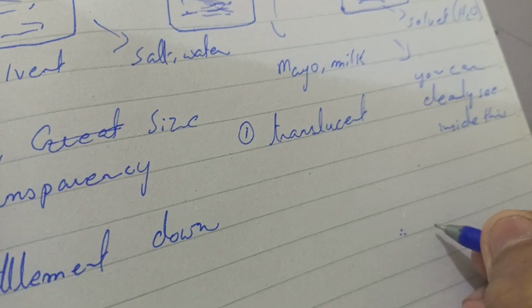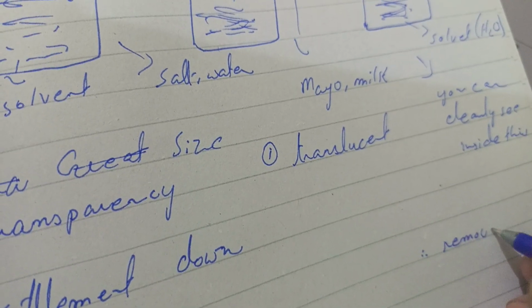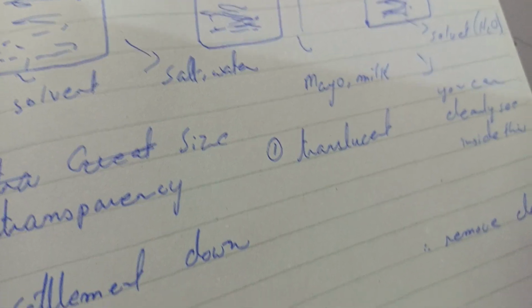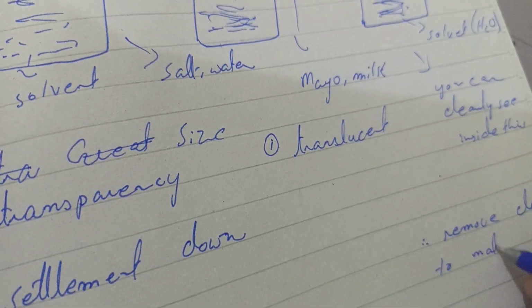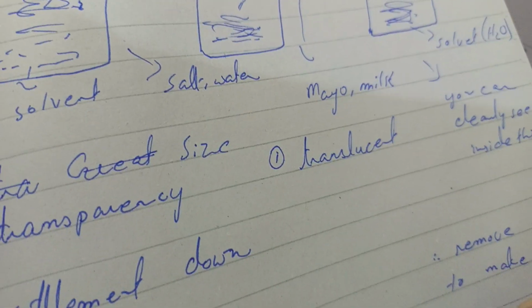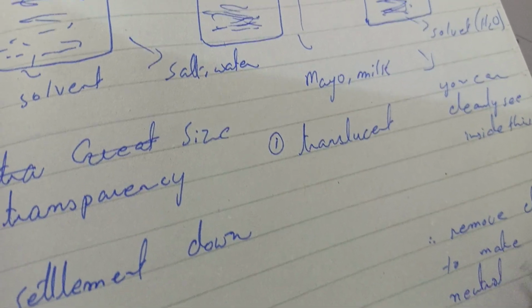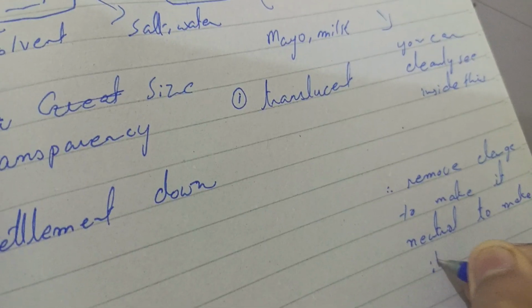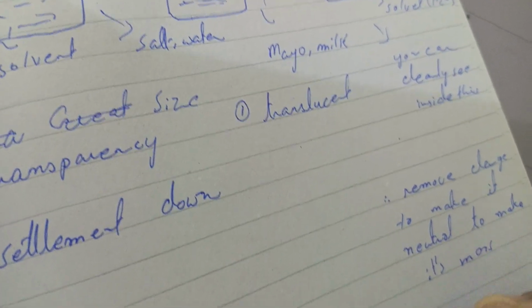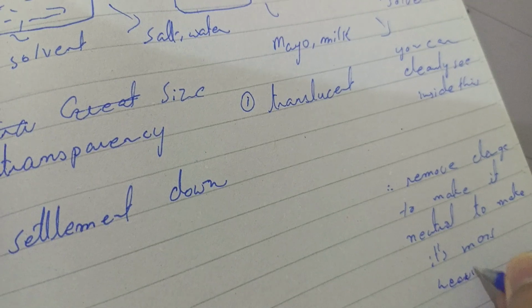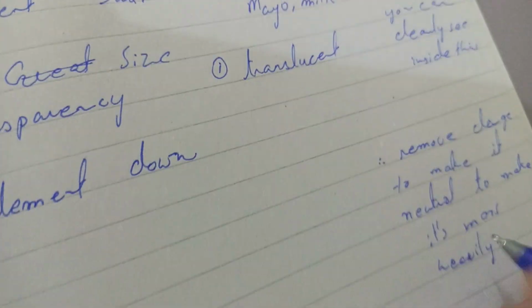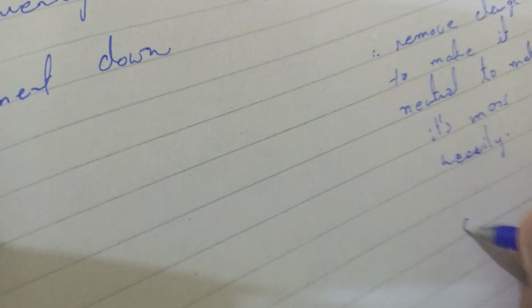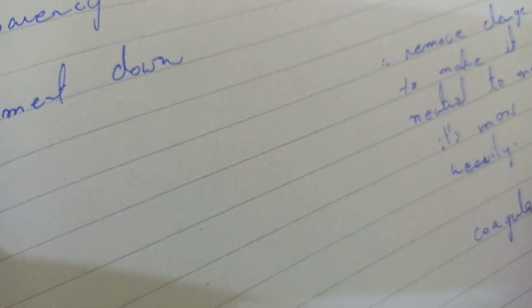Coagulation means removing the charge to make it neutral, to make its mass heavy. This is the simple definition of coagulation. Let me write here, coagulation. Alright, this is the term.